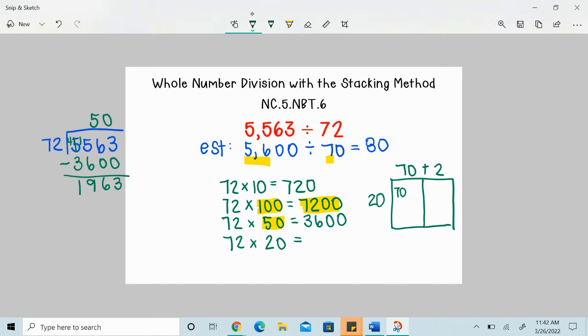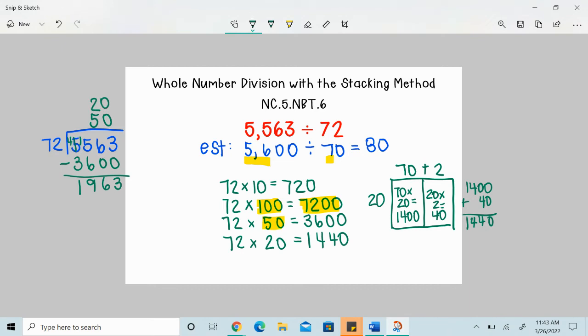So first I'll do 70 times 20, which would be 1,400. And then I will do 20 times 2, which is 40. So then I can see that 72 times 20 is 1,440. And that would work well for my next partial quotient. So I'm just going to record that here on my list. So that means my next partial quotient is going to be 20. So I will stack that above the 50.